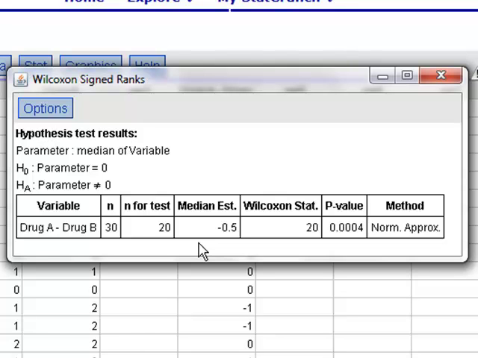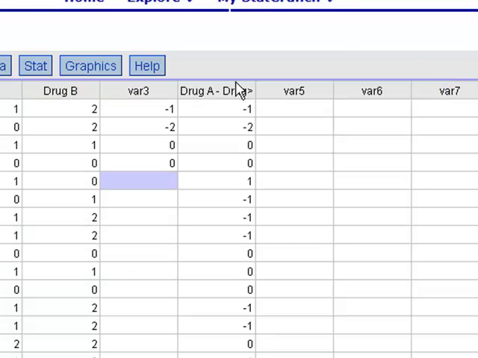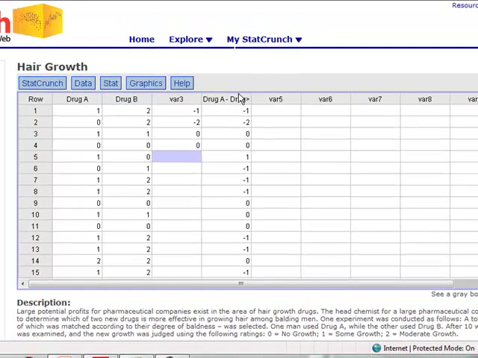If you have any questions on the signed rank material, please let me know. The hardest part about this test is that inside your worksheet, you are going to have to make StatCrunch compute your differences for you. So again, that was under your data menu and compute expression.